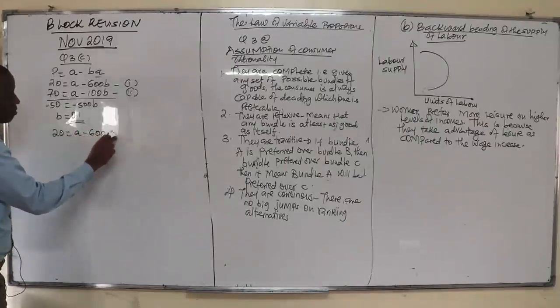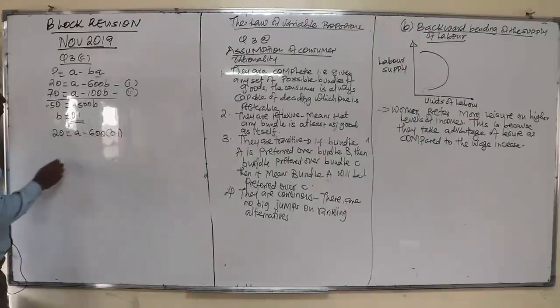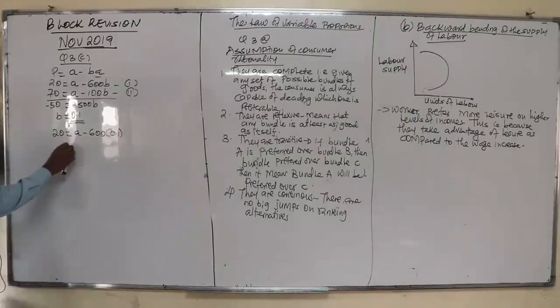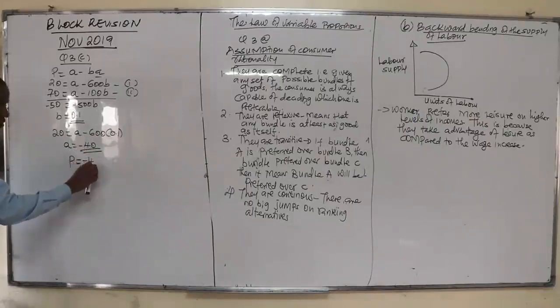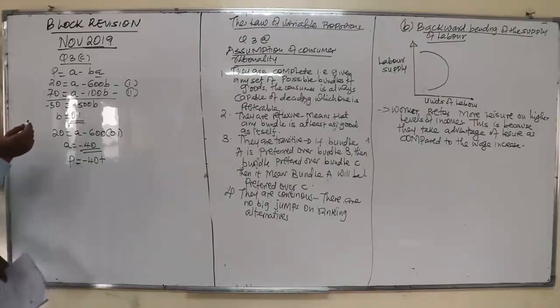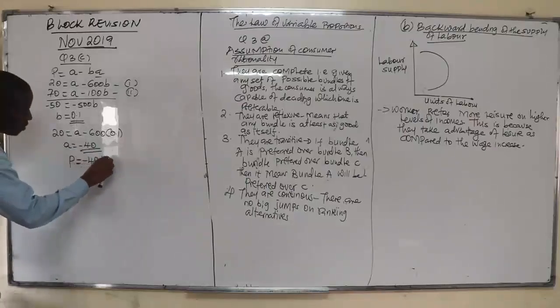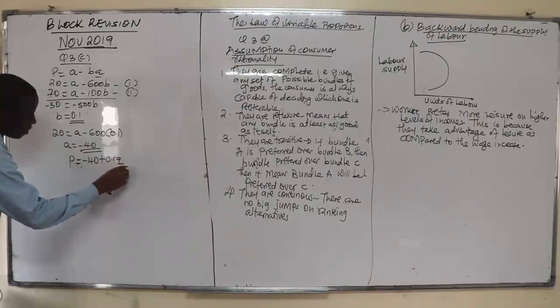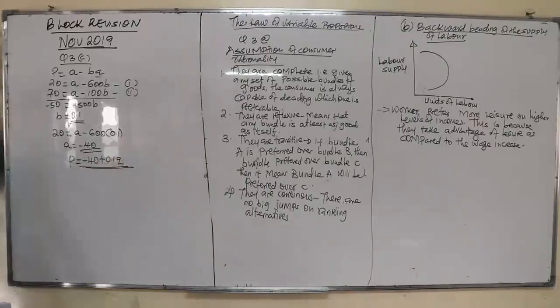B, and the B in this case is 0.1. So A in this case will be negative. This is 60, so A will be negative 40. So our P, which is price, will be given by A, which is negative 40, plus B, which is 0.1 Q. And that is the price.